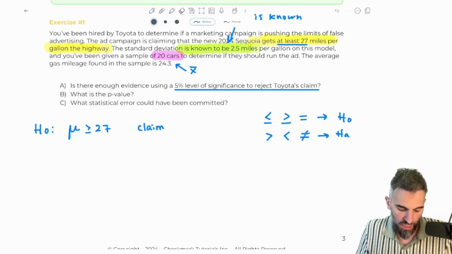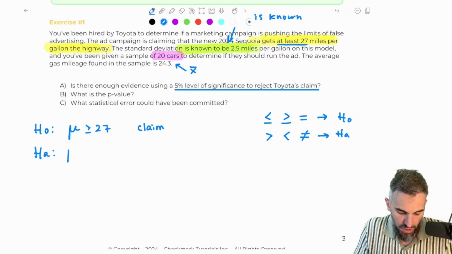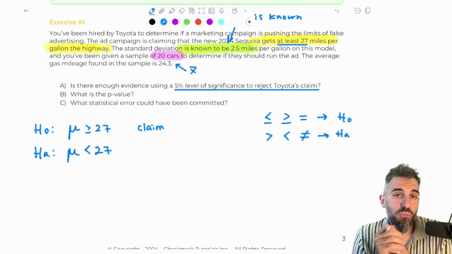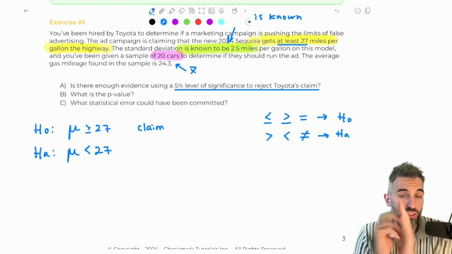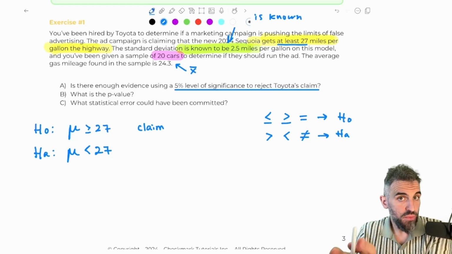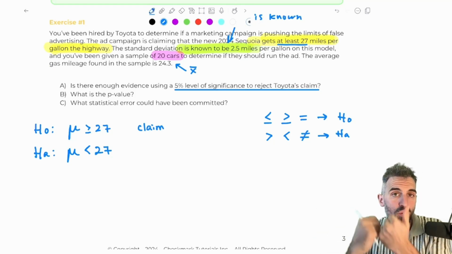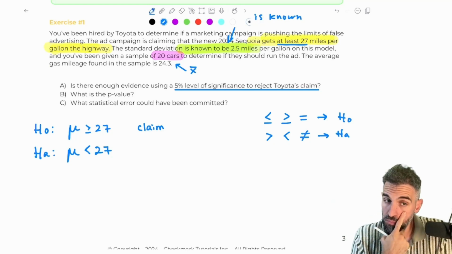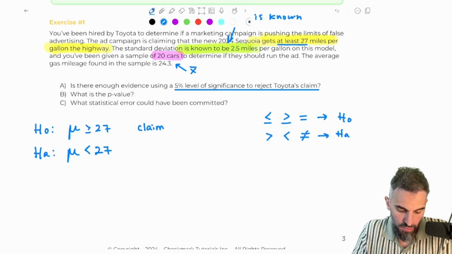So if this is the claim, and this is our null hypothesis, you have to state the alternate as the opposite of that, or the complement of that. So we are trying to prove that the average is actually less than 27. They're claiming it's at least 27. That's the null hypothesis. We are going to try and prove that it's less than 27. Okay? That was step 1.